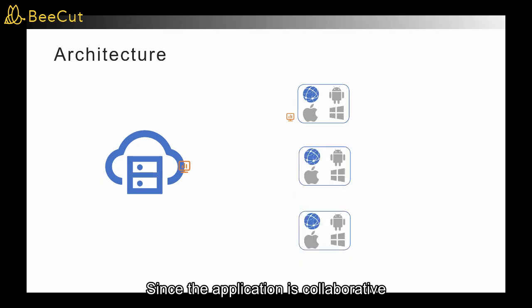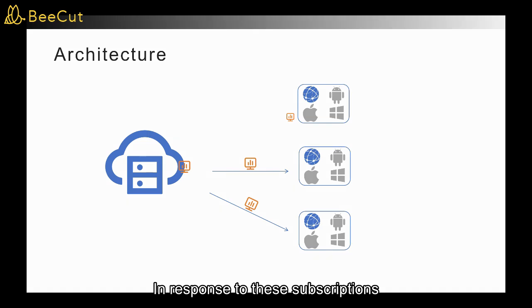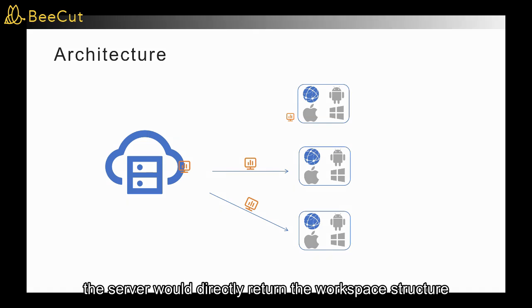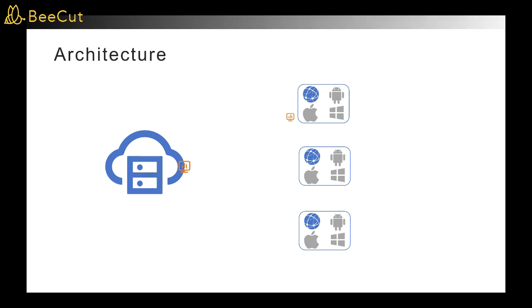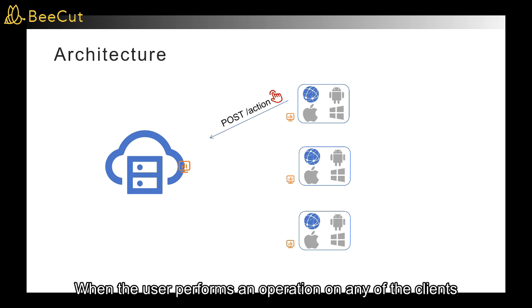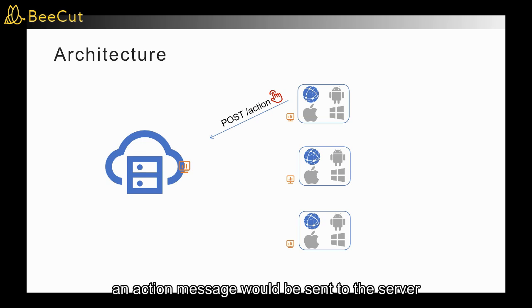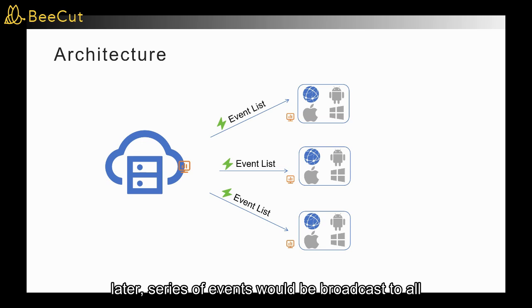Since the application is collaborative, there could be other clients subscribed to the same workspace. In response to these subscriptions, the server would directly return the workspace structure because it's already in open status. And these clients could render them locally as well. When the user performs an operation on any of the clients, an action message would be sent to the server. After a bunch of operations occur on the server that I'm going to talk about later, a series of events would be broadcast to all the related clients to update their local models.